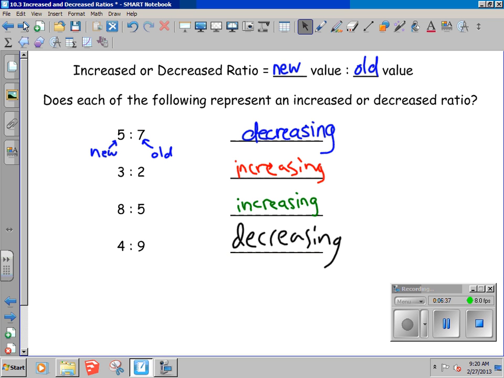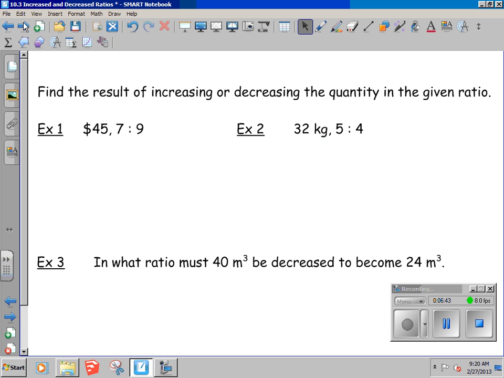Great. Thank you. Now we can do some examples with this, hopefully, since we have the vocabulary. We got 3 examples on this slide to do. You want to copy down this direction so that you can tie the direction to what you're supposed to do with it. And the direction is to find the result of increasing or decreasing the quantity in the given ratio.